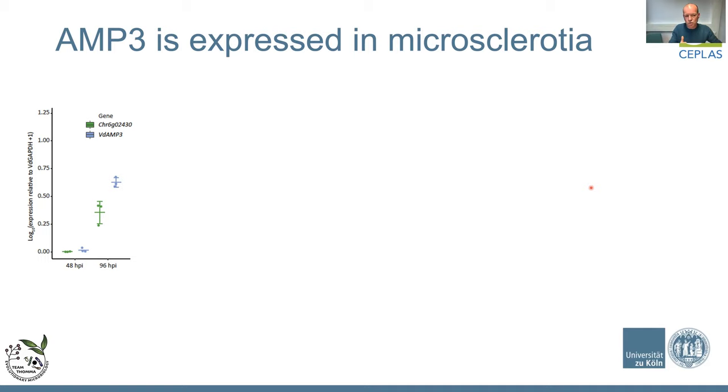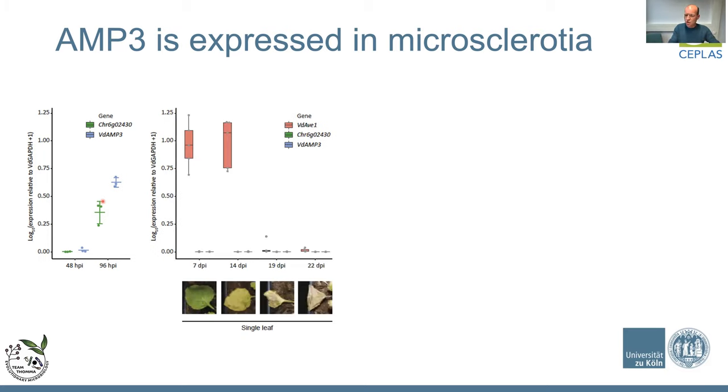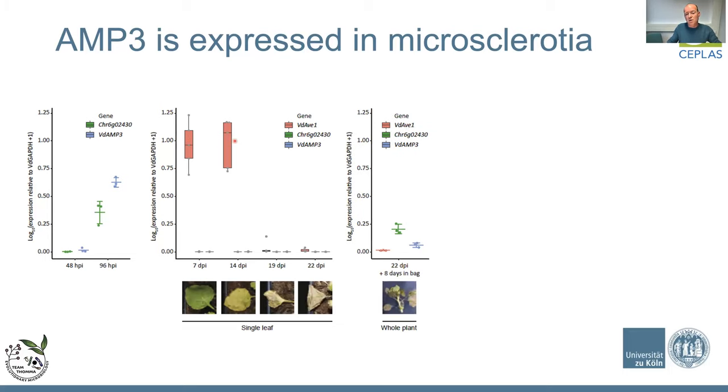The fungus is able to do this in vitro. And when it does so, we see that the expression of AMP3 is highly activated. And the green gene here is a marker for microsclerotia production. So the expression of AMP3 coincides with the expression of this marker gene. During host colonization, we don't see anything, even at very late stages, in contrast to AV1, which is highly expressed. But at these stages, we also don't see the formation of microsclerotia.